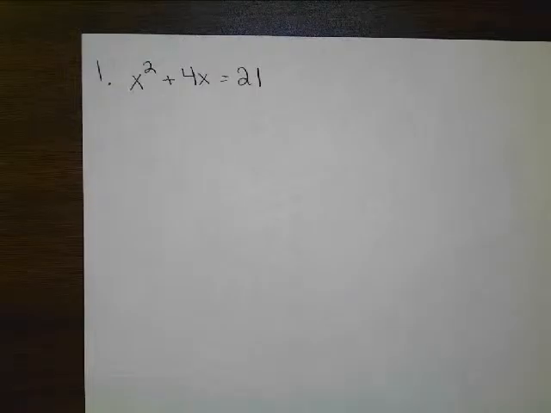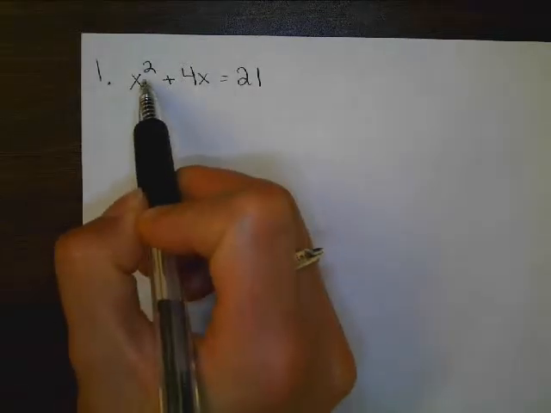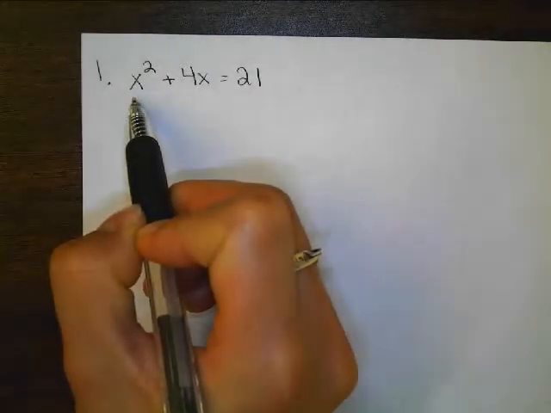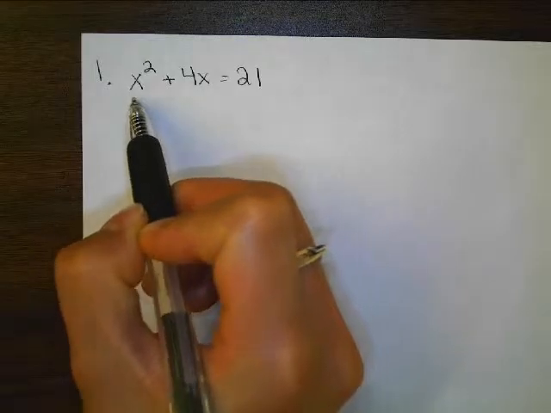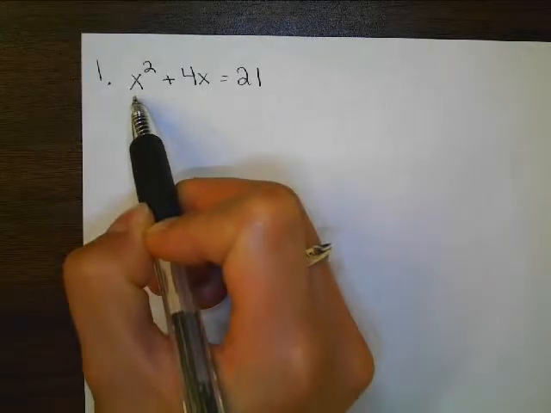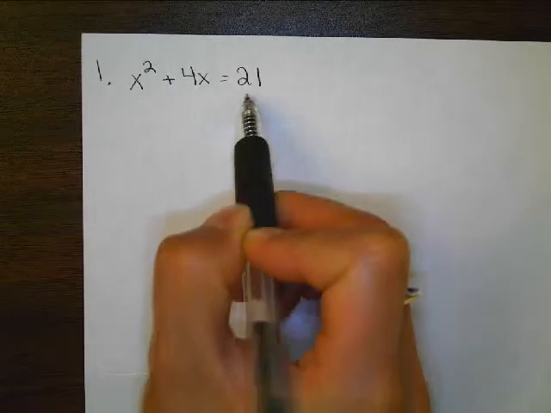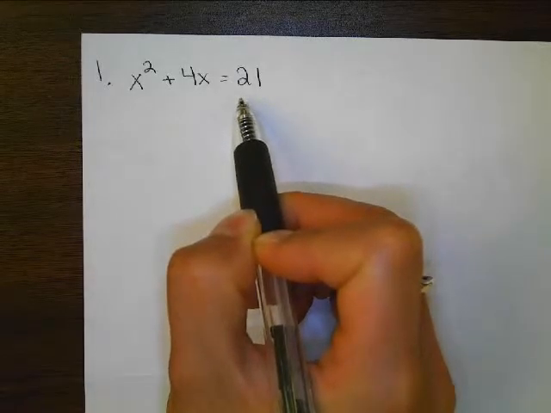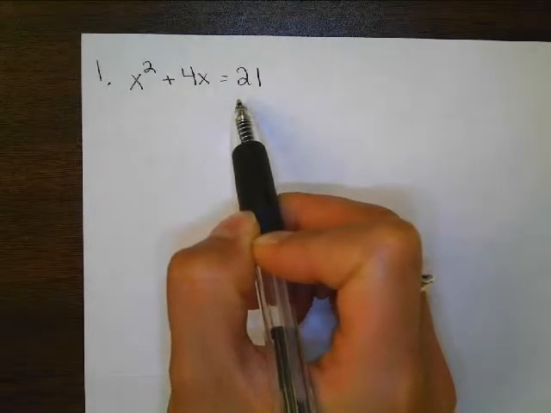In this video, we're going to talk about how to complete the square. In this problem, we have x squared plus 4x equals 21. The first step when you complete the square is to be sure that the squared term has a coefficient of 1, and in this case it already does, so we don't have to do anything. The second step is to make sure that the constant is on the right hand side of the equation, which this one is as well.